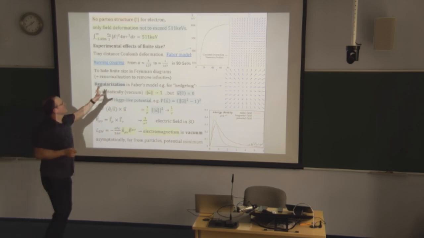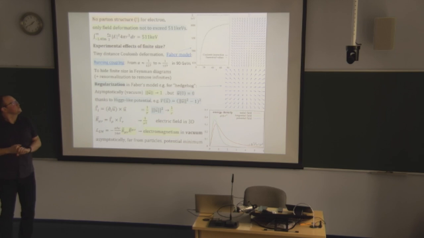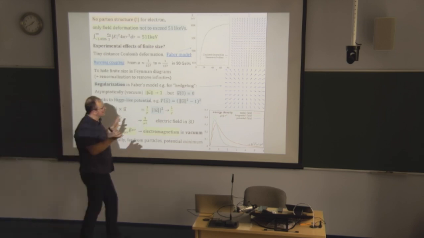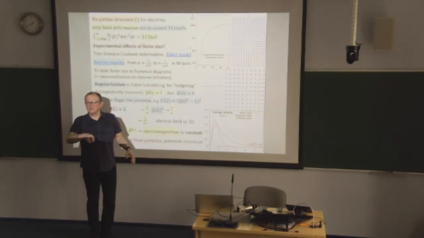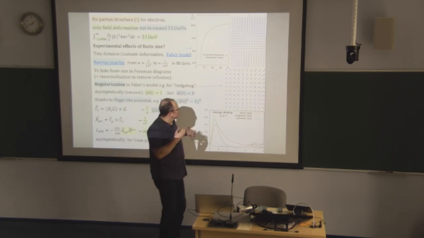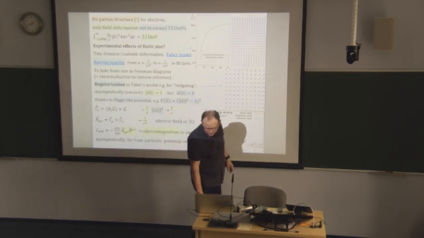So here the electron is a perfect point, but there is some deformation of electric field very close to its center, not to exceed 511 keV with energy of electric field alone.